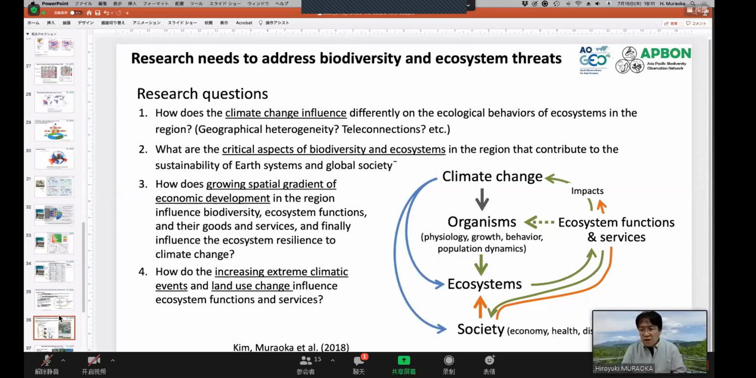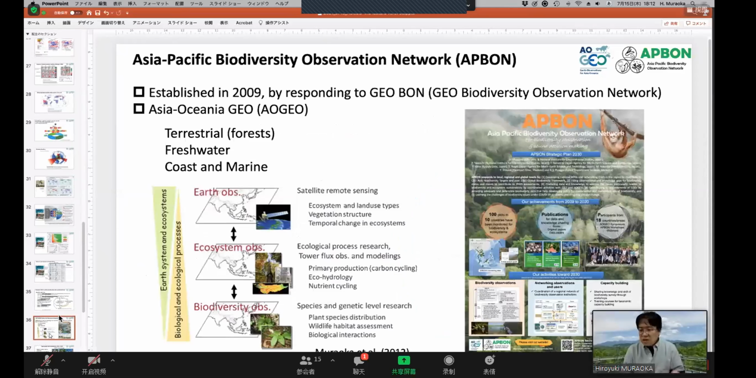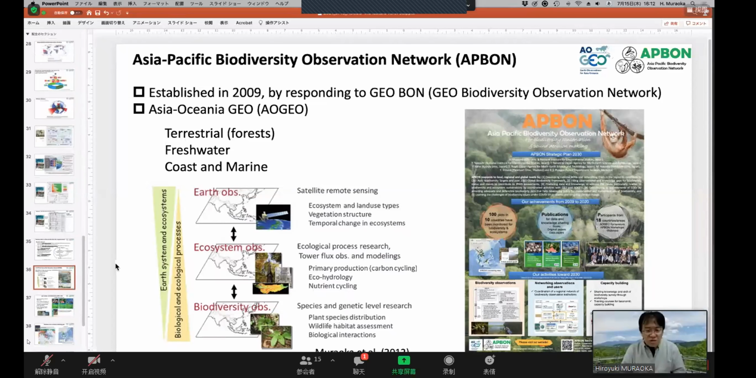In our Asia-Pacific, Asia-Oceania region, we have the Biodiversity Observation Network, which is a network of scientists, institutions, and sometimes governments focusing on biodiversity and ecosystems. In the Asia-Oceania GEO, AP-BON has been working actively for the last 12 years. We are trying to connect satellite remote sensing, ecosystem observations on the ground or in the ocean, and biodiversity observation. Some of the outcomes are already referred to in the IPBES regional assessment report.